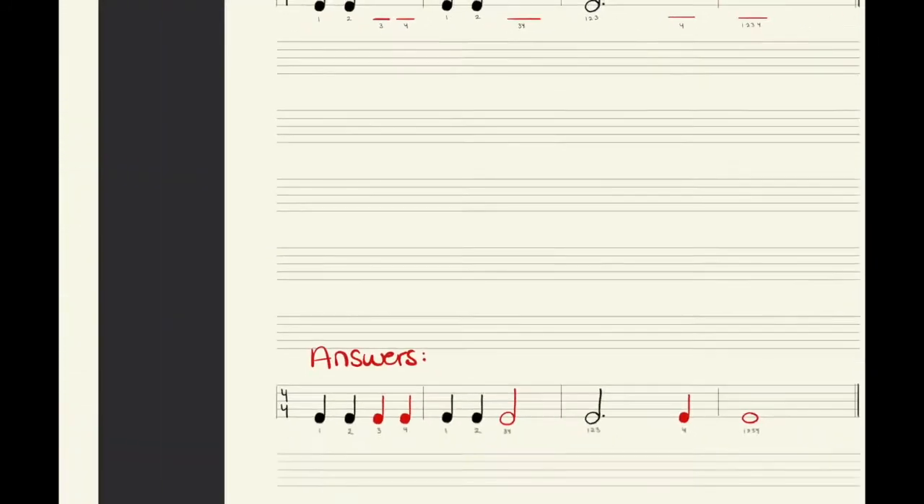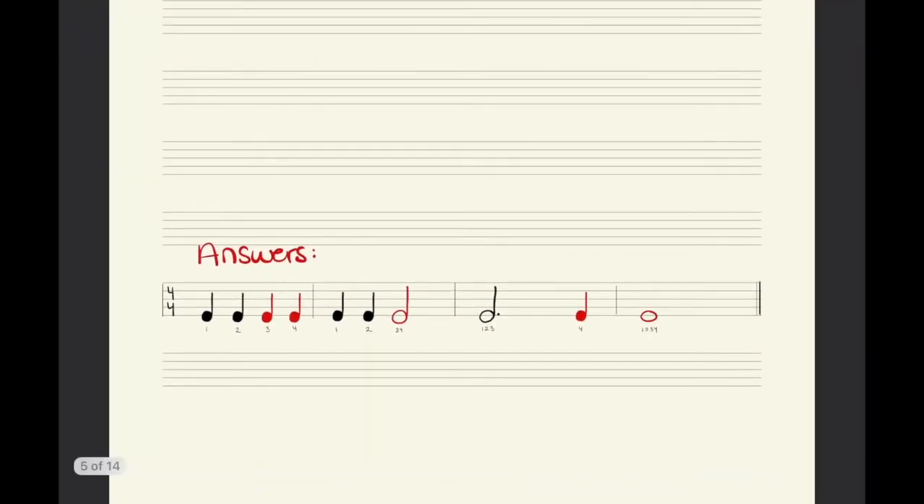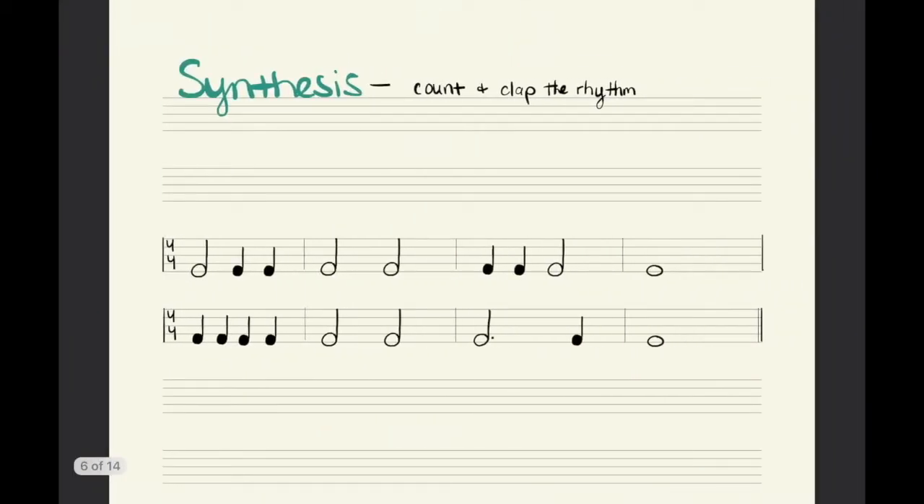So these are the answers down here. So you would count that as 1, 2, 3, 4, 1, 2, 3, 4, 1, 2, 3, 4, 1, 2, 3, 4. Good job. So let's move on to synthesis.